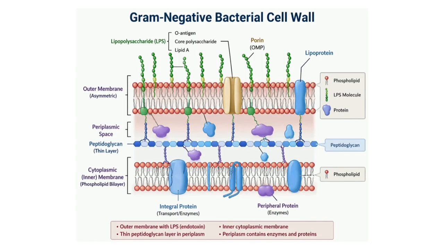The gram-negative bacterial cell wall has a thin peptidoglycan layer, around 2 to 7 nanometers, in a single or few layers. It also possesses an outer membrane which has high lipid content.